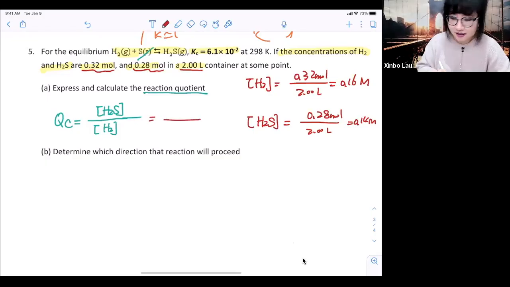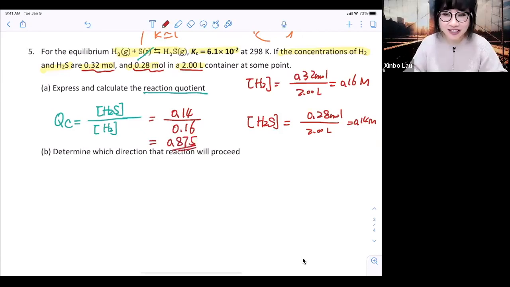Products is what? 0.14, isn't it? Over 0.116. What should we get? Be careful with that, okay? What are we getting? Very good, 0.875. That's what we should have, products over reactants. So that's the Qc.